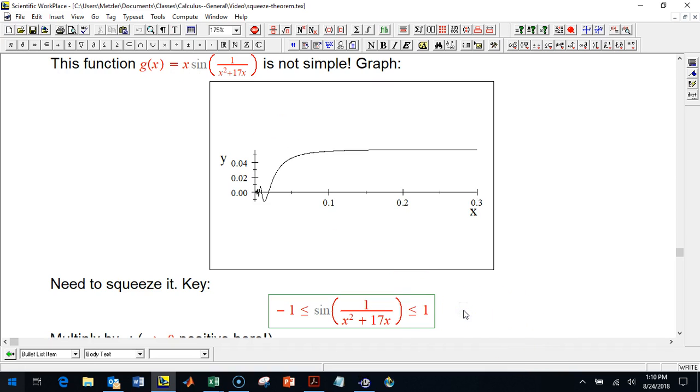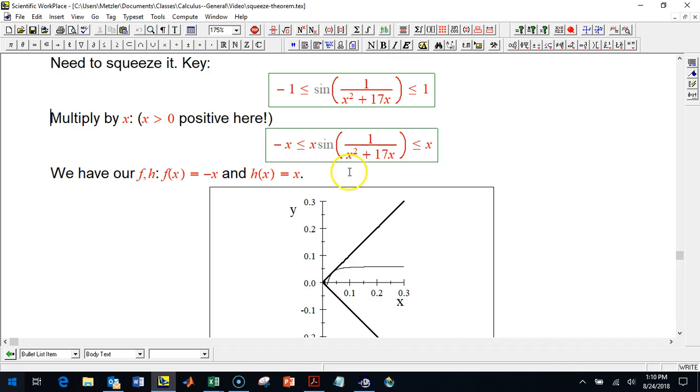So one of our basic things we can do with equalities and inequalities is multiply both sides of an inequality by the same thing. So let's multiply that thing by x on all three terms there. And note, here's where it's nicer going from the right, that since x is positive, none of these guys switch. So x sine 1 over blah, blah, blah, that's our g of x, is between minus x and x always. Actually, and it really is always here, not just near 0. Or at least when x is positive, of course. All right, so we've got our f function, minus x, our h function, x, and we're ready to go.